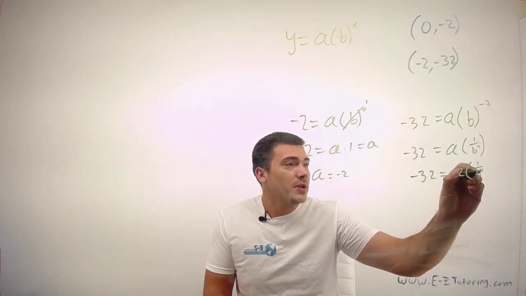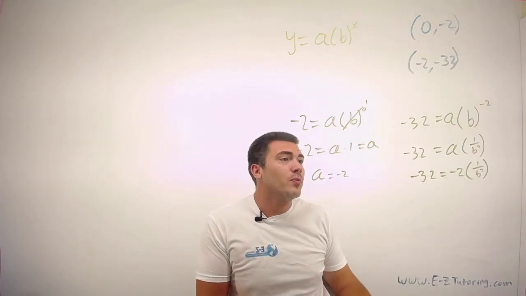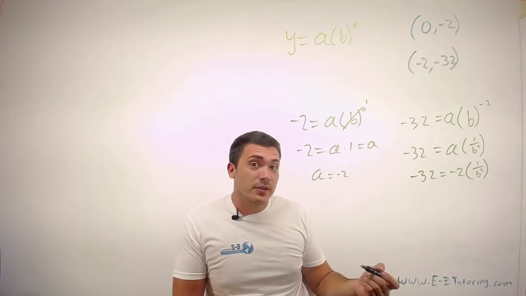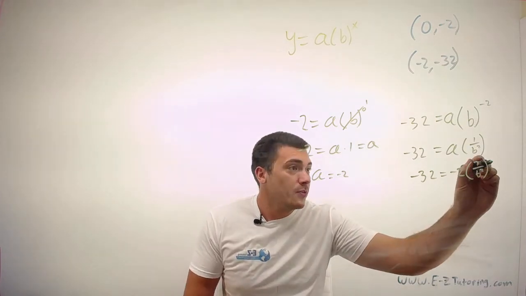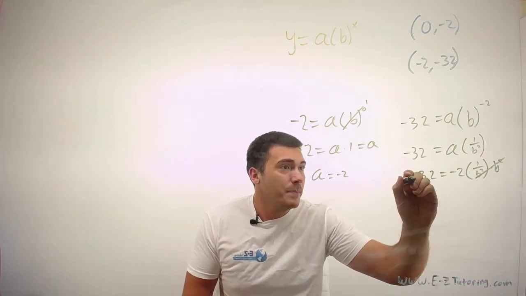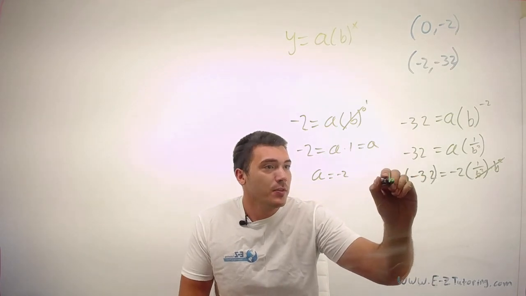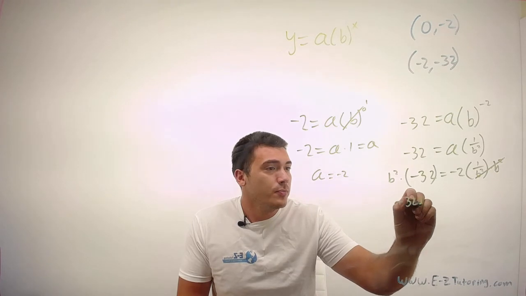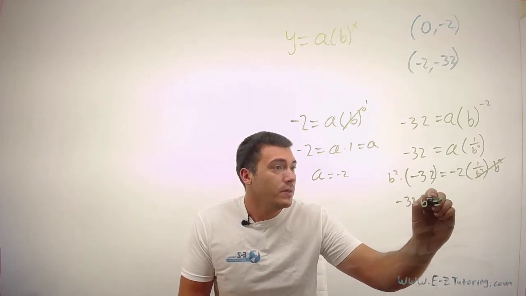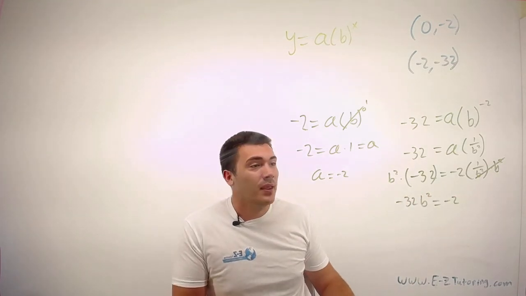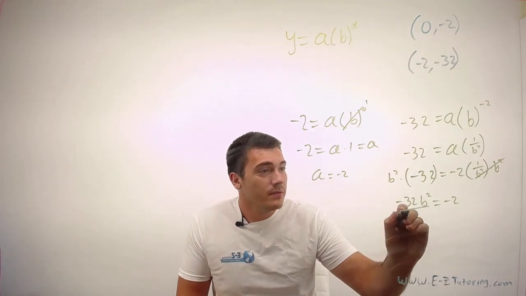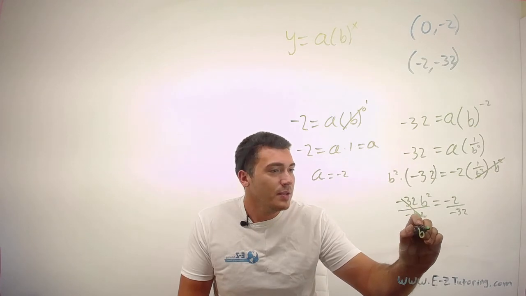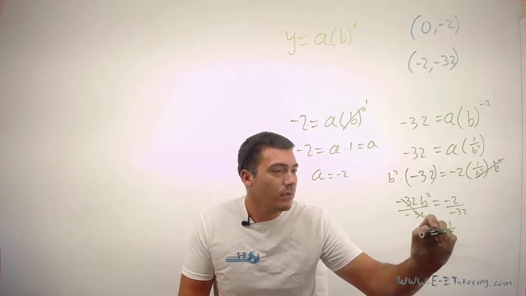And now this becomes simple algebra where we need to solve for b squared. So once again, b squared is on the bottom. So we want to get rid of that, and we want b squared on the top. So we multiply it on both sides. We get -32b squared equals -2. To get b squared, we divide by -32 on each side. We get that b squared equals 1 over 16.